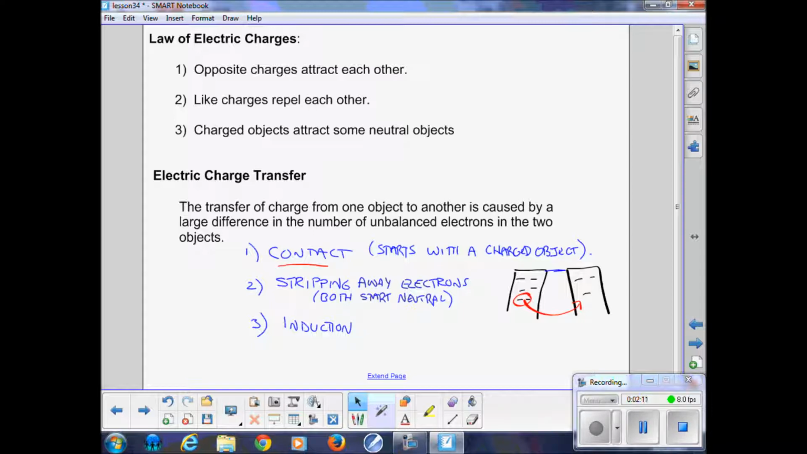Then we have the stripping away of electrons. So that's when 2 objects are rubbed together, similar to rubbing a balloon against your hair. Okay, you did in grade 10 the ebonite rod with the fur, the plastic rod with fur, and so on and so forth. And the third one was induction, and that's when you're forcing electrons out and leaving a positively charged object. So again, straight out of the grade 11 notes, they're in more detail.